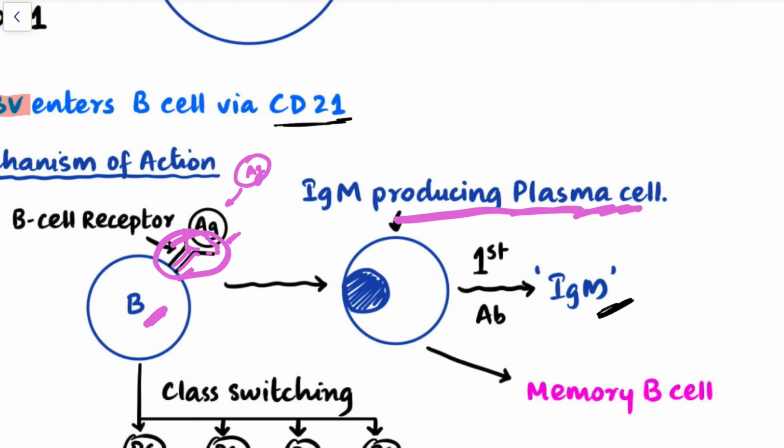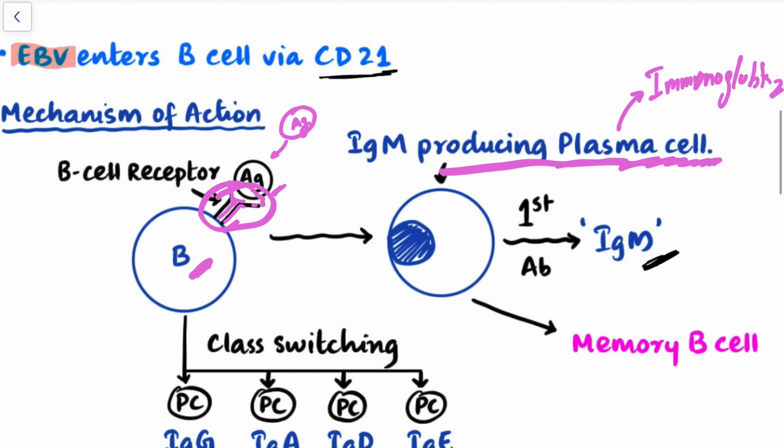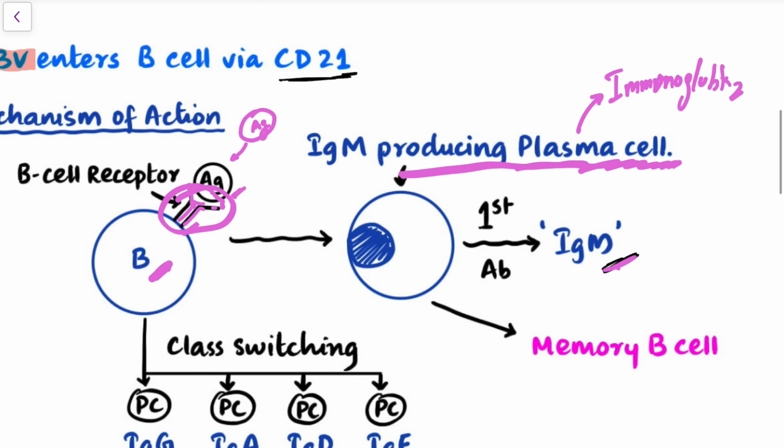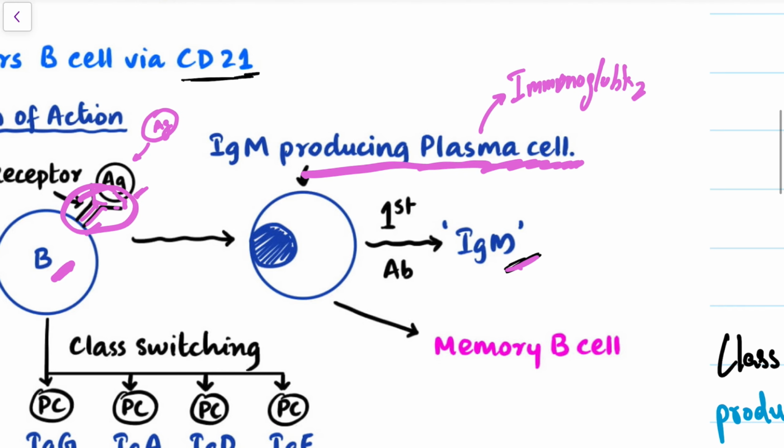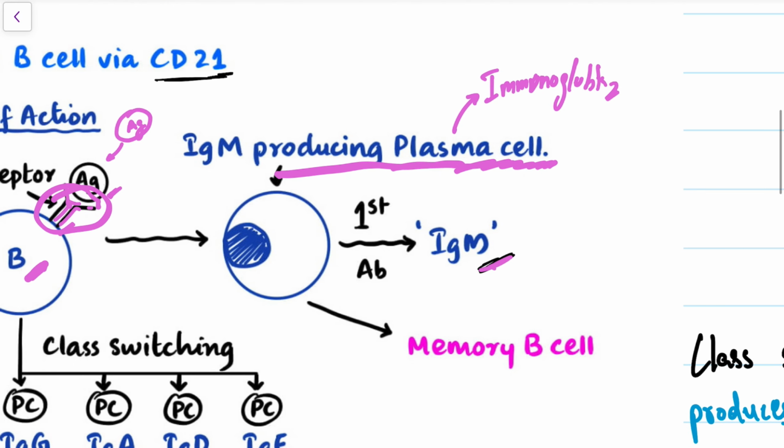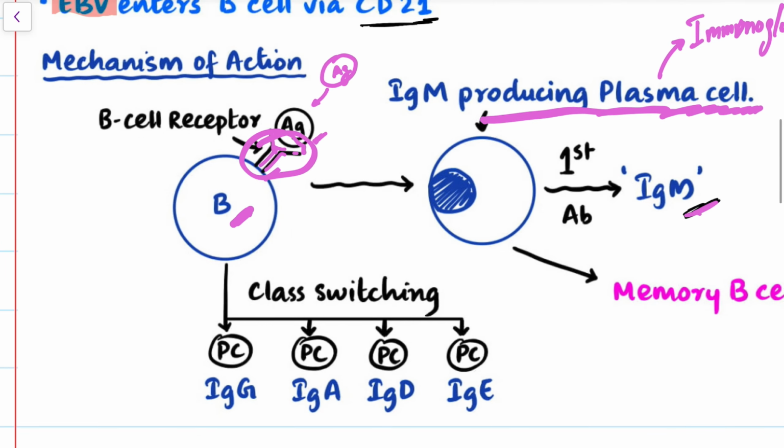As you know, plasma cells are important because they release immunoglobulins, right? Immunoglobulins. And these immunoglobulins play a key factor in defeating these antigens, or breaking down these antigens and devouring them.